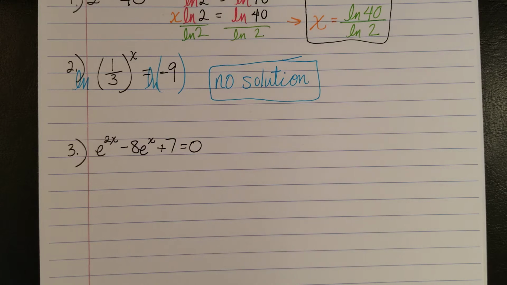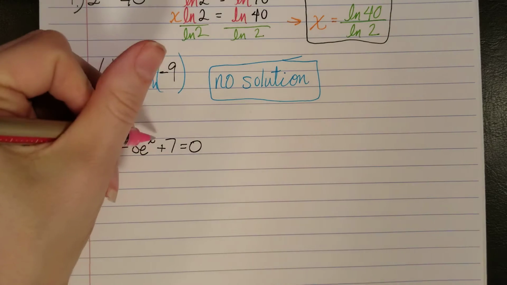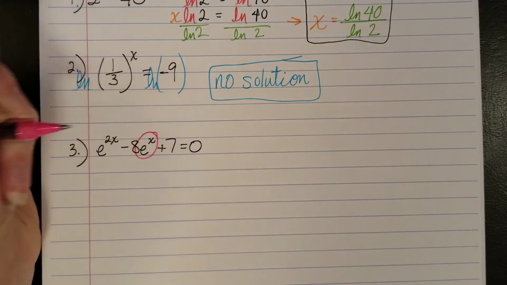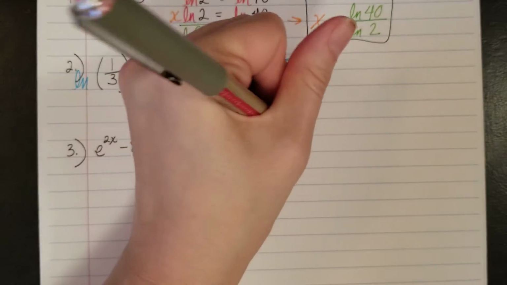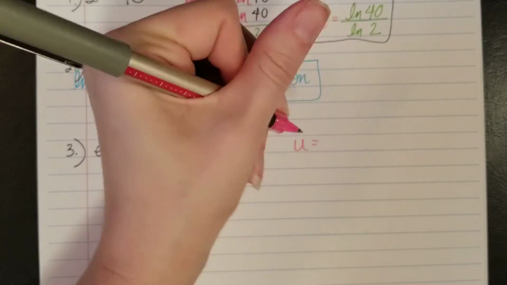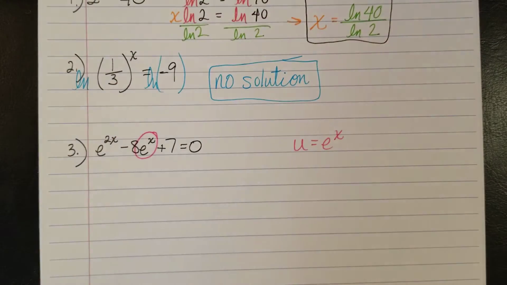Anyway, basically we can solve this using a substitution. Instead of e to the x, let's substitute that with a different variable. It can be whatever variable you like, y or u or n or something. Let's use u. So u is equal to e to the x.